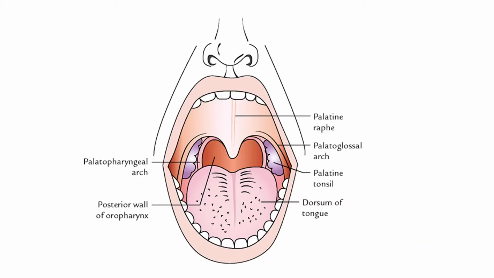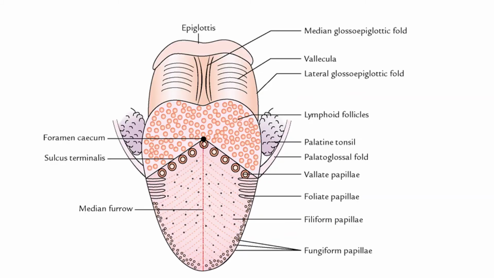This is the picture visualizing the dorsum of the tongue. As I have told, the dorsum of the tongue shows many elevations due to the presence of the papillae, which are nothing but projections of the lamina propria covered by the mucous membrane. This is the diagrammatic view showing the papillae over the anterior two-third, the presulcal portion of the tongue.